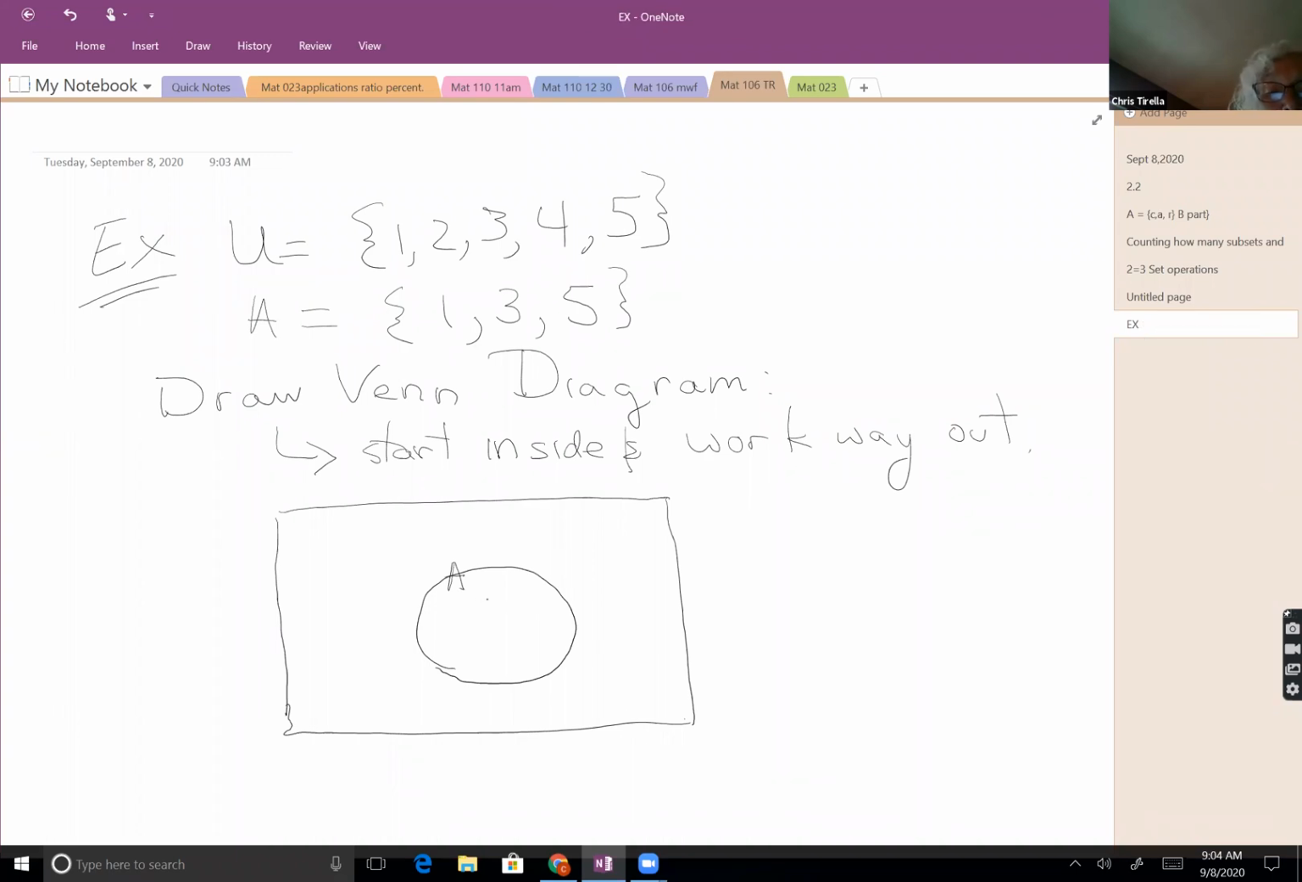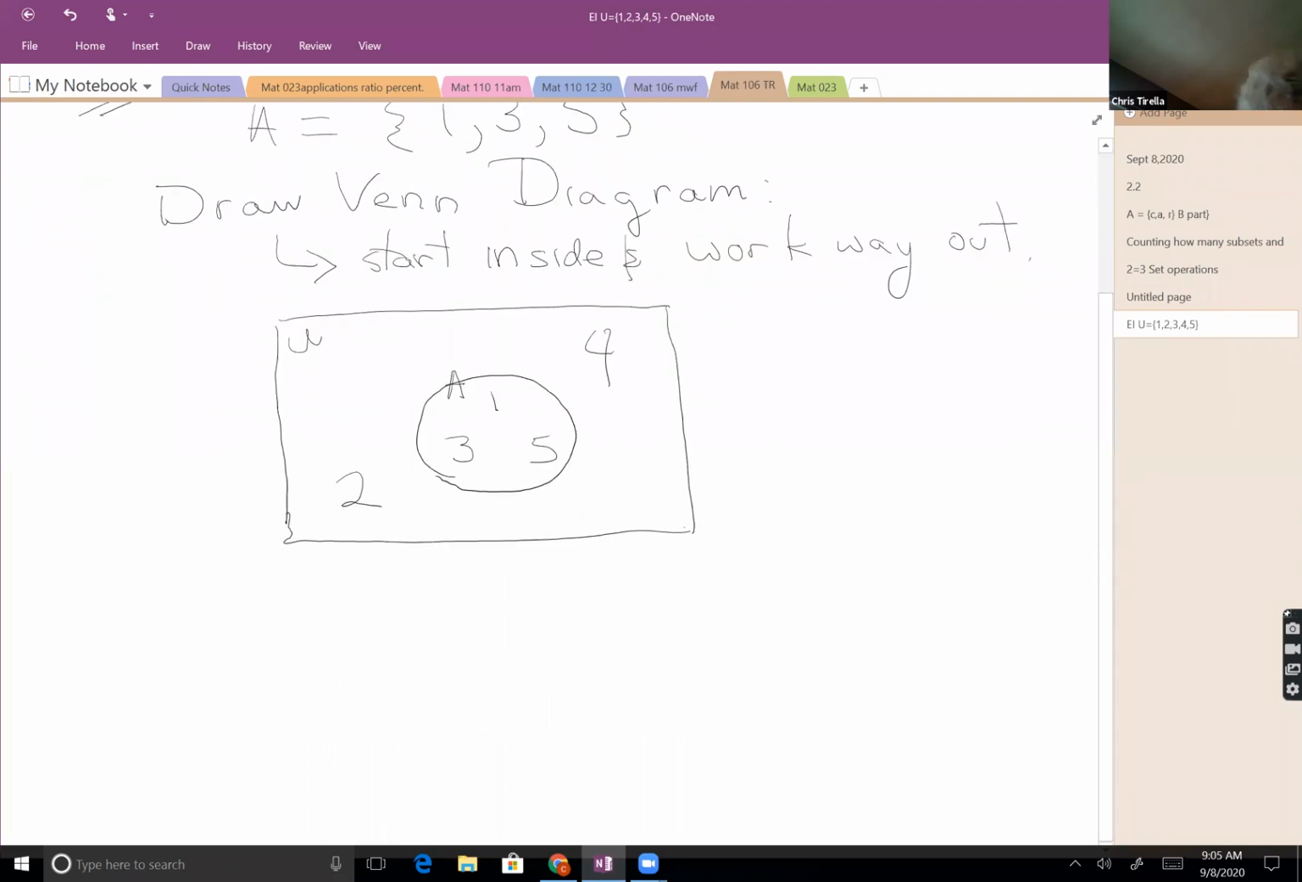What's inside of A? 1, 3, 5. When I put the elements in the set, I can put them anywhere I want in the set. They just have to be in the loop. Now, because the loop is inside the universe, is everybody all right? I've already got 1, 3, and 5 in my universe. I'm not going to rewrite them. They're there. Is there anything in the universe that is not in set A? 4. Anything else? 2. And so then I'll work my way out and take the elements that are not in my set and put them in the rest of my universe.